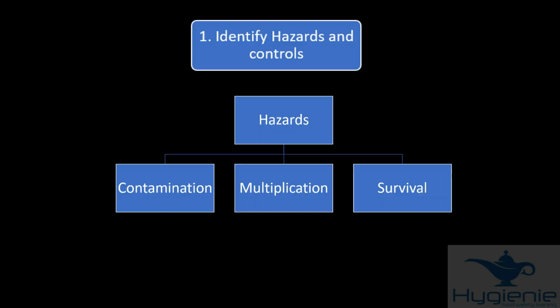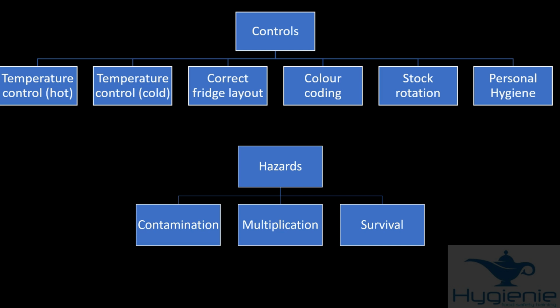So those are our three hazards from Principle 1: contamination, multiplication and survival. Now let's take a look at controls. Controls will include temperature controls such as cooking or cold temperatures of the fridge. It stops it growing. Correct fridge layout to prevent contamination, colour coding, stock rotation and personal hygiene. They're all there to prevent hazards of contamination, multiplication and survival.